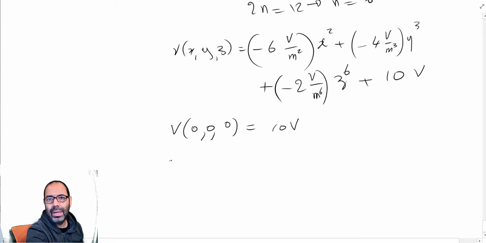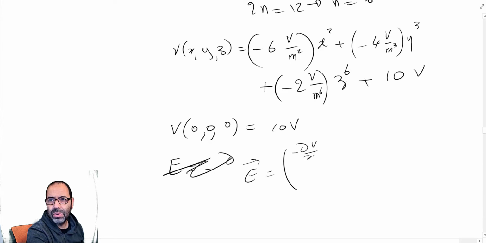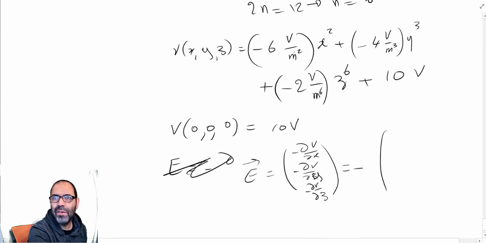Let's check it. E is equal to minus the derivative of V with respect to X, minus the derivative of V with respect to Y, minus the derivative of V with respect to Z. So it's going to be a minus, open parentheses, the derivative of this with respect to X, which is minus 6 times 2, that's 12x. I'm going to leave the units for right now because it's going to be volt over meter everywhere.